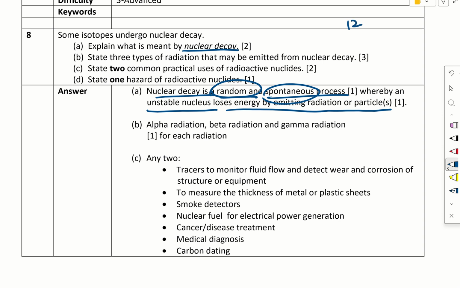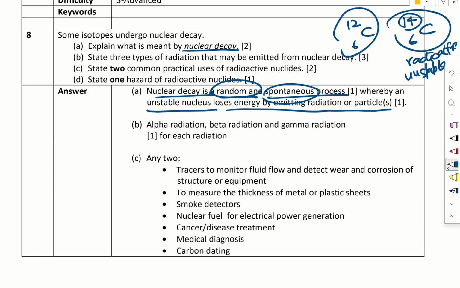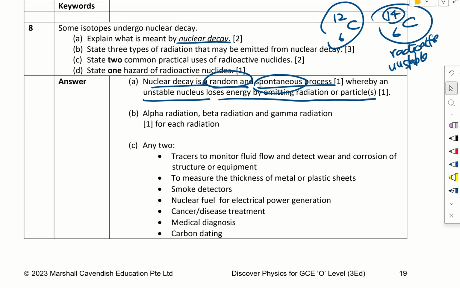So we have this carbon, 12C6. We also have another isotope of carbon, 14C6. This is the one that is radioactive because the nucleus is unstable. It is just a natural, random and spontaneous process, but for carbon-12 it will just remain very stable. This is what you need to memorize for when they ask you to explain what is nuclear decay.